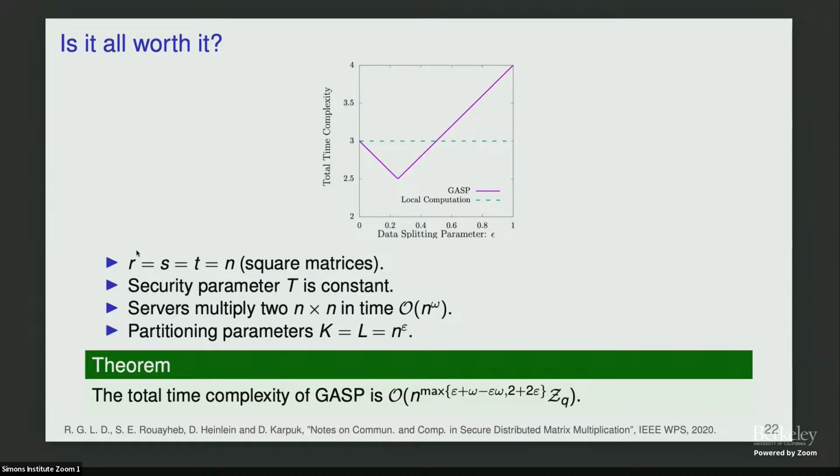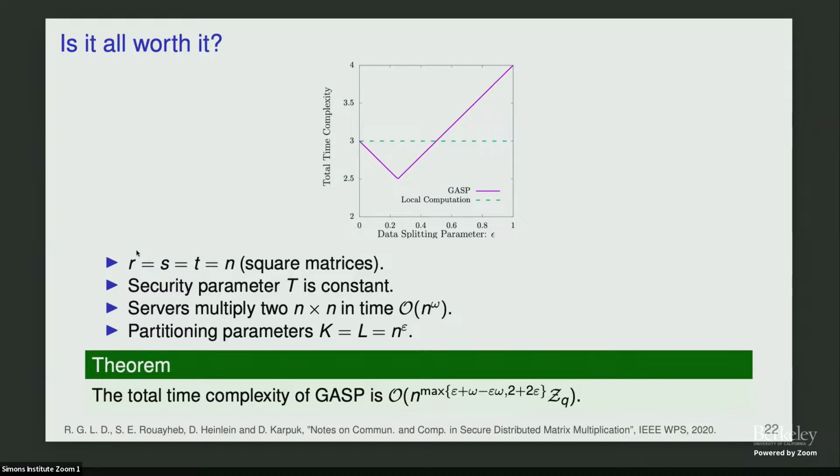Now, as you start to break up the matrix into pieces, you can lower the total time complexity, and this includes communication. So it includes everything: encoding, sending it out, they do the multiplication, they send it back, you do the decoding. It's the whole time of the whole procedure. As you break up the matrices into more and more pieces, you can lower the total time complexity, but there's a minimum.